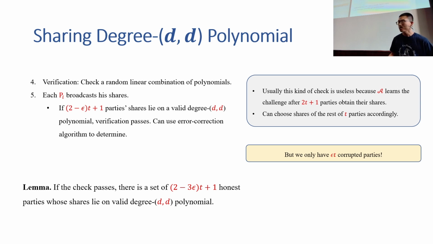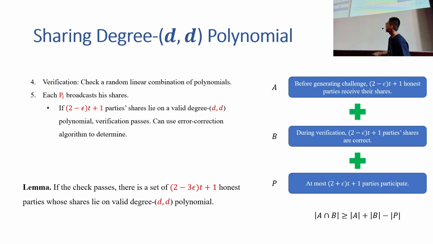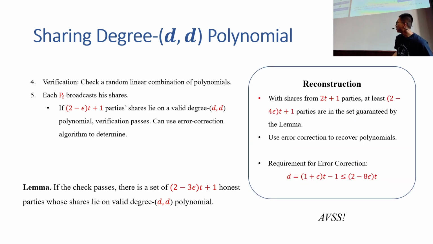Okay, so let me just skip the analysis here. I just want to mention that because most honest parties will obtain their correct shares, this is actually an AVSS, because once you receive 2t plus 1 shares, most of them are from honest parties, so you can still use error correction.